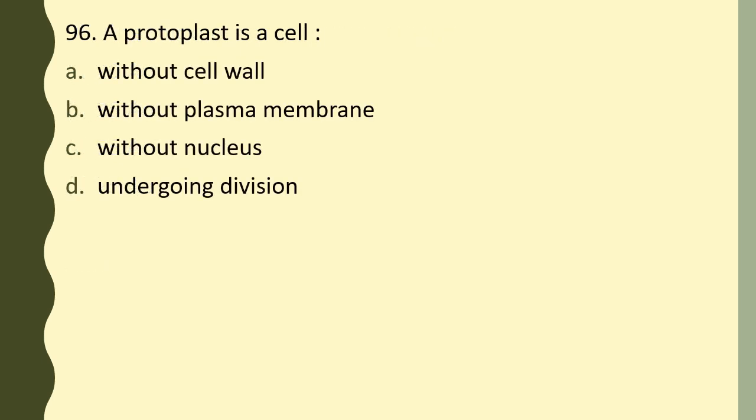Question number 96. A protoplast is a cell without cell wall, without plasma membrane, without nucleus, undergoing division. The correct answer is option A, that is a cell without cell wall.